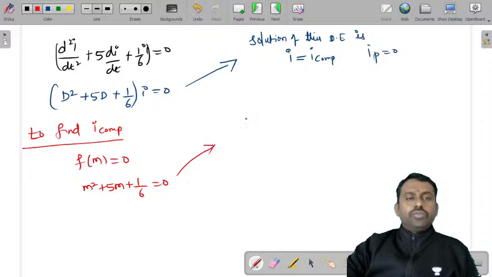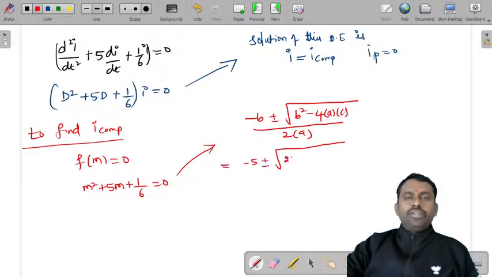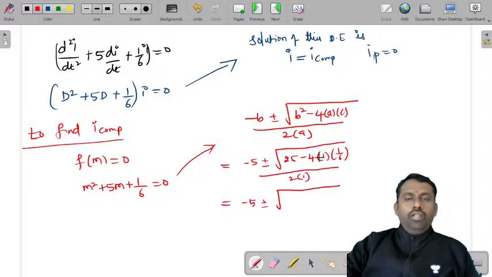So let's try to write these roots. Minus b plus or minus under root of b square minus 4ac by 2a. So what is this value? Minus 5 plus or minus under root of 25 minus 4 into 1 into 1 by 6, by 2 into 1. So this is minus 5 plus or minus under root of 25 into 3 is 75, minus 2 by 3, that is 73 by 3, by 2.